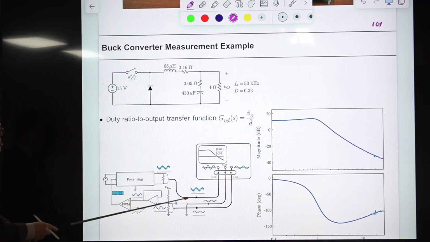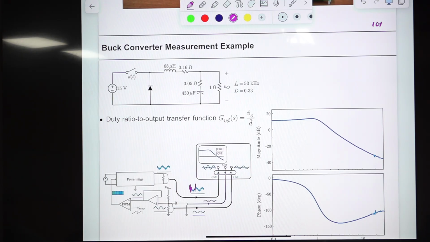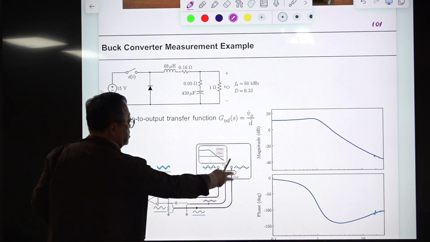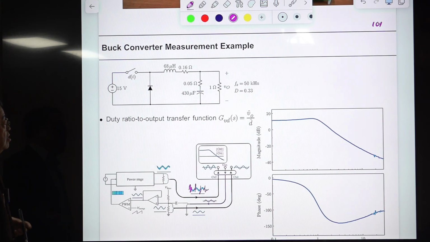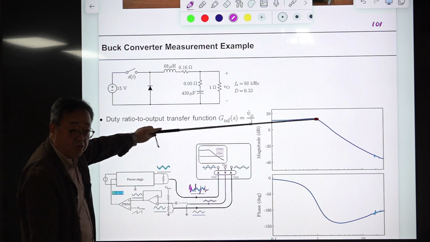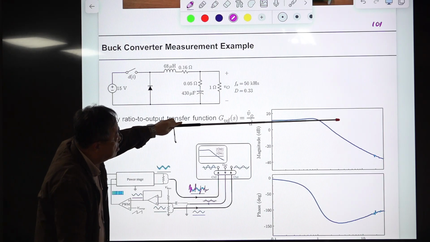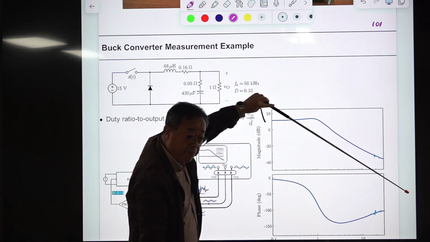This guy is removing DC and tracking, extracting the sinusoidal component, even though it has some lousy contamination like the switching frequency noise spike. It successfully catches only this AC component at this frequency. This is the measurement. This looks like what? Second order low pass filter characteristics. It has some DC gain, some peaking, and some slope, right?